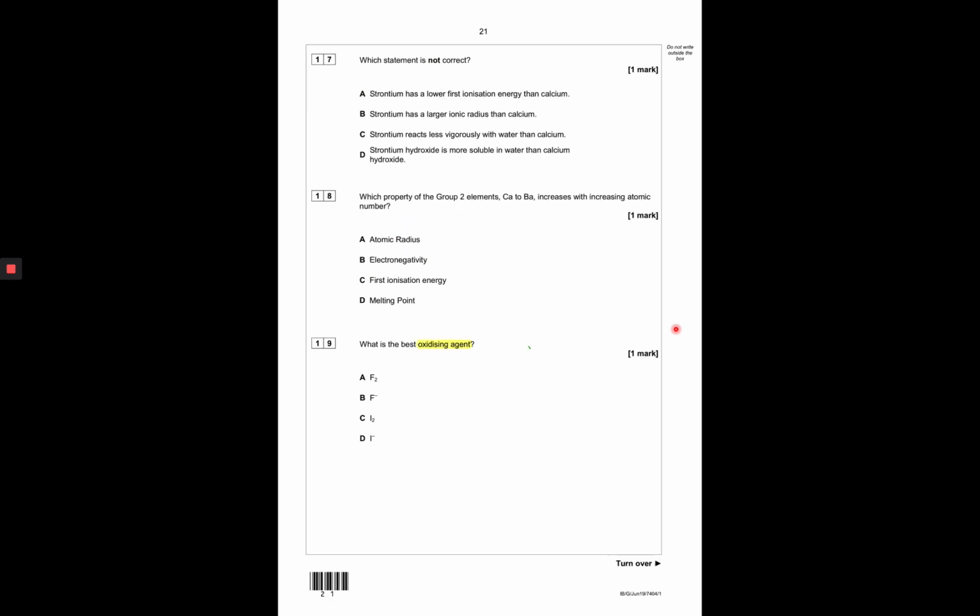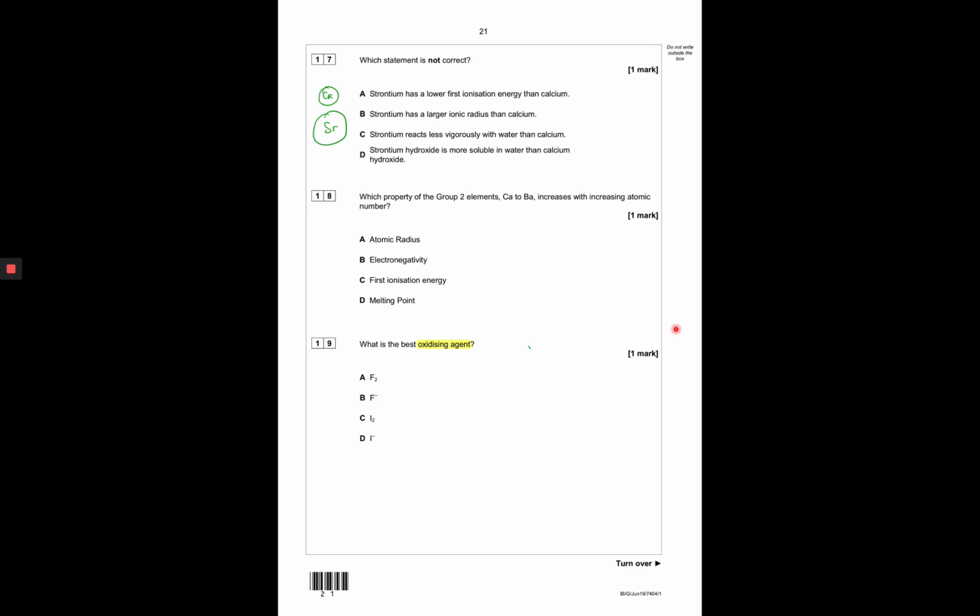Same as group 2 again, actually. So we've got strontium and calcium. One thing that might help us is just to draw strontium and calcium and recognize the fact that they are different size atoms or different size ions when they're ionic and so on. Has a lower first ionization energy than calcium. Strontium would, because the electrons would be further away, and we know the ionization energy decreases down the group, so it would have a lower one, so that is correct.